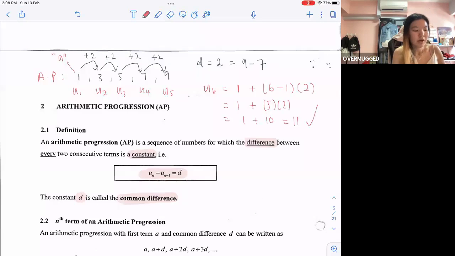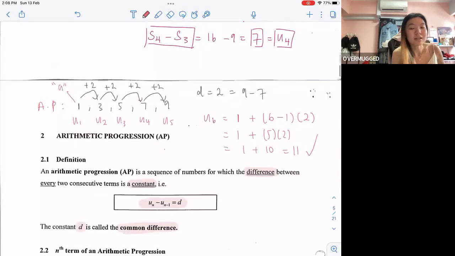I hope that you guys understand what this means. If you understand, can you find for me, for this AP, what will U20 be? Type it into the chat. What will U20 be for this arithmetic progression? Very quickly, just calculate for me. I will also be calculating now with you. What will U20 be? Thank you so much. Okay, we have our first answer.